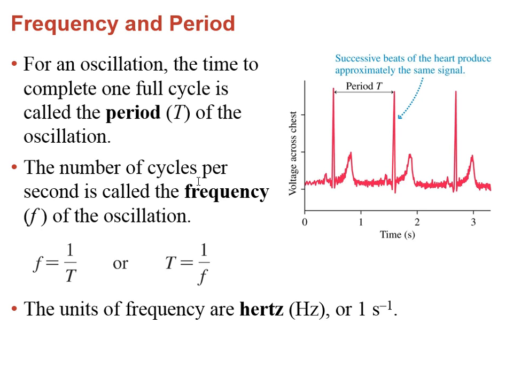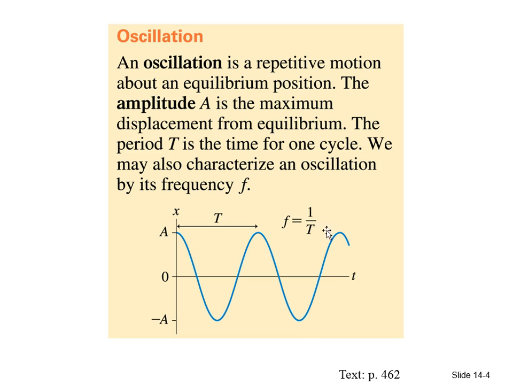If you remember, an oscillation is anything that's moving back and forth, up and down, left and right, over and over again. If we have a graph of that, then the period, which we represent with a capital letter T, would be the time between two successive peaks, or between two troughs. The frequency is the inverse of that, and we measure frequency in hertz, or 1/seconds.